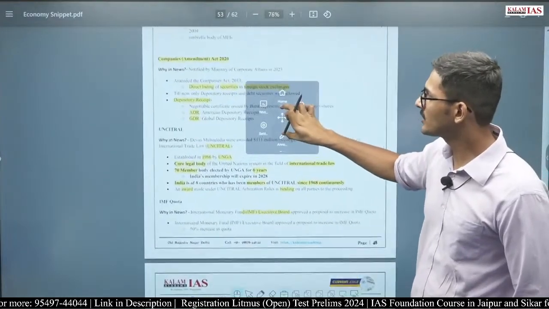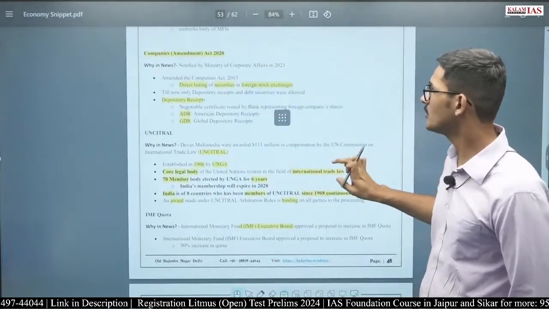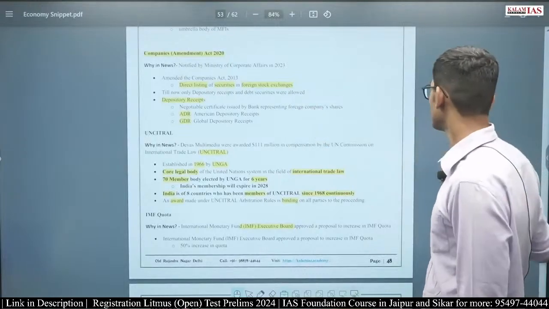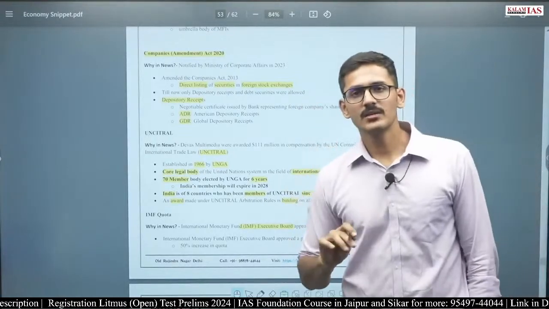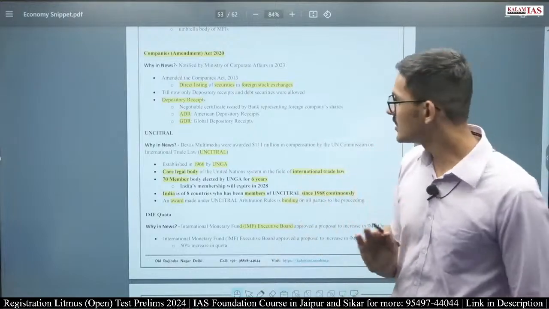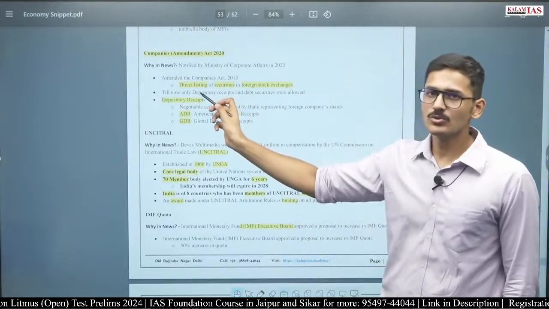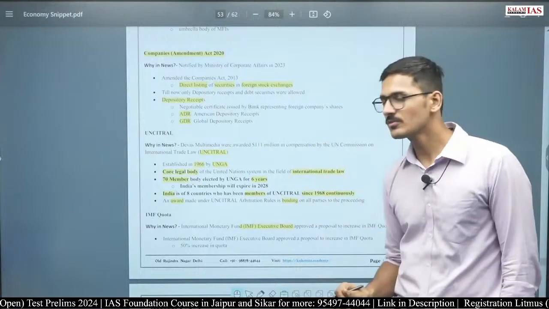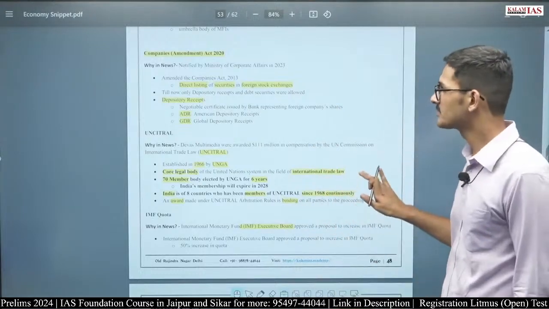Companies Amendment Act 2020, it was notified by the Ministry of Corporate Affairs in 2023. So the amendment happened in 2020, notified in 2023. It basically allows direct listing of securities in foreign stock exchanges by Indian companies.